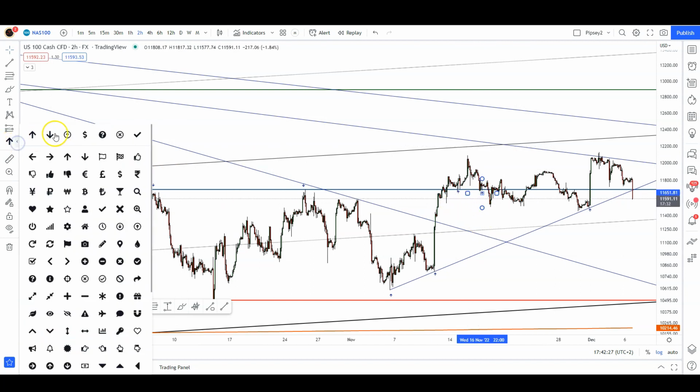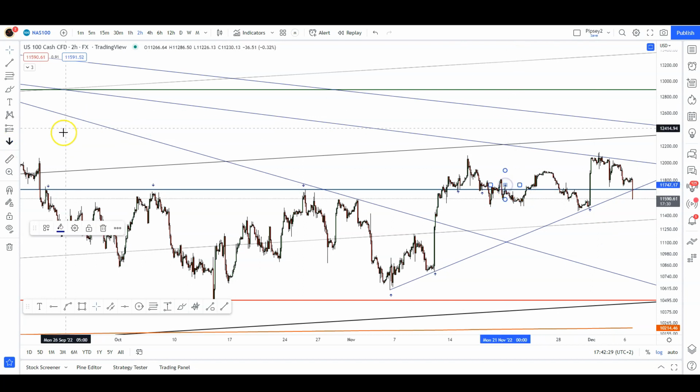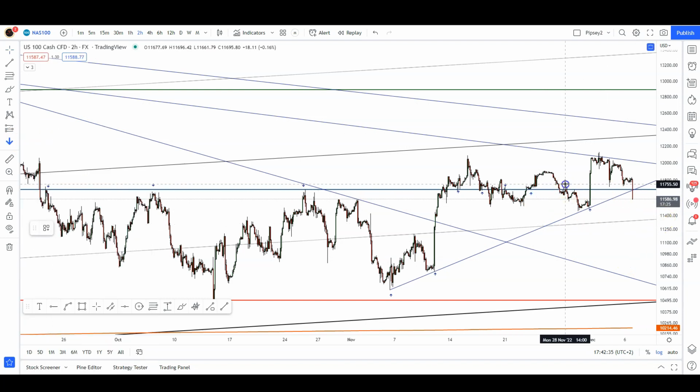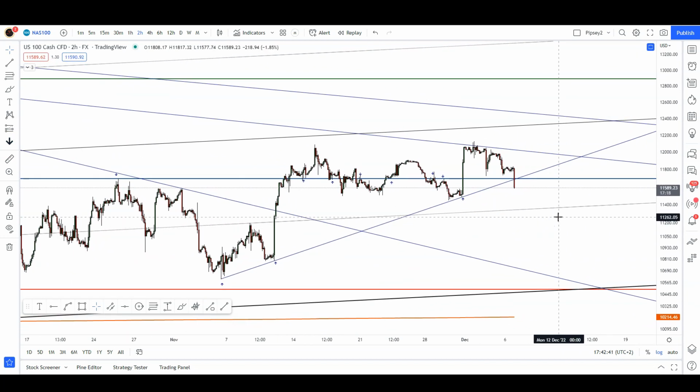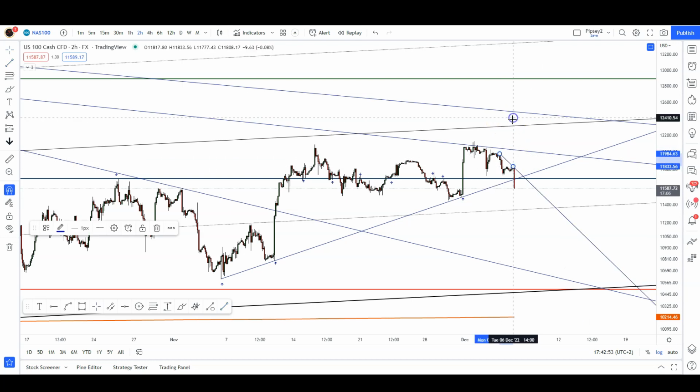I'll get to my point now. Resistance, support, resistance, resistance, right? So what I'm looking for now is, if I have the confluences, to see the possibility. Remember, once again, this is not financial advice. I'm just pointing out things that I'm looking at, right?